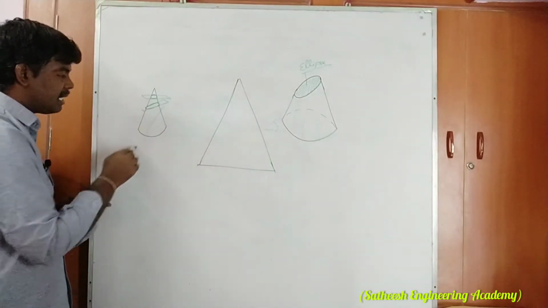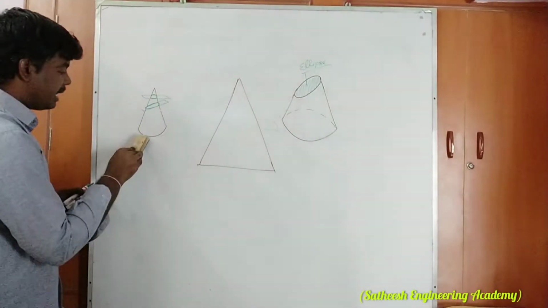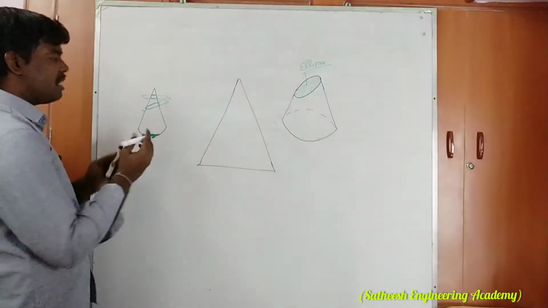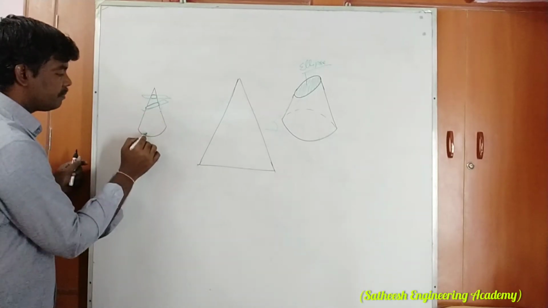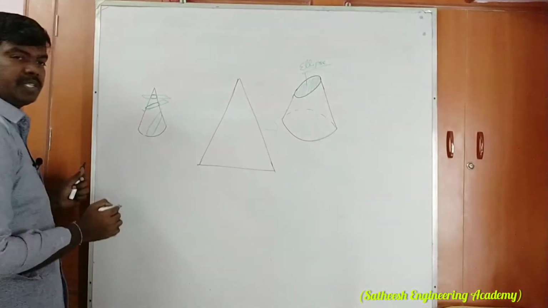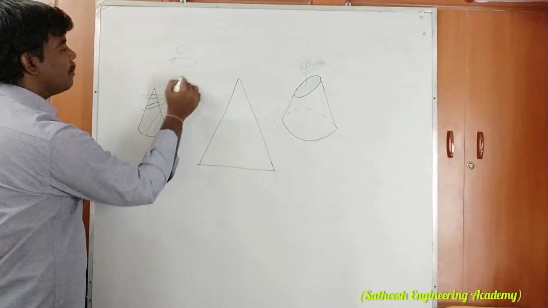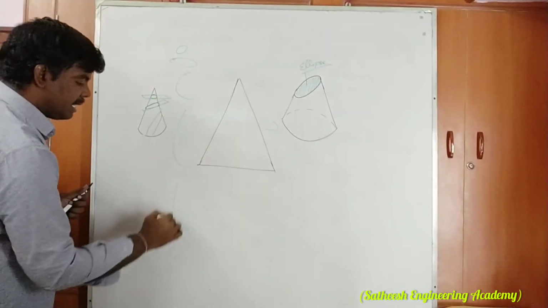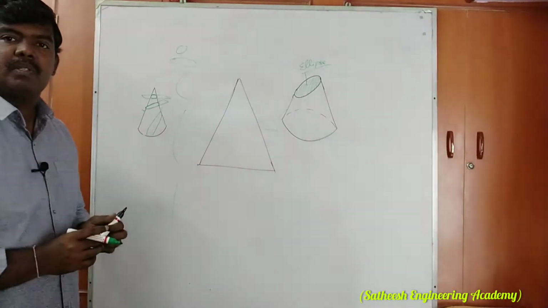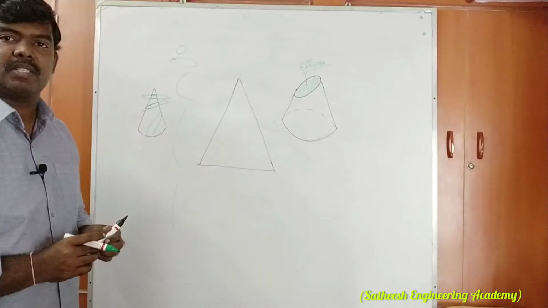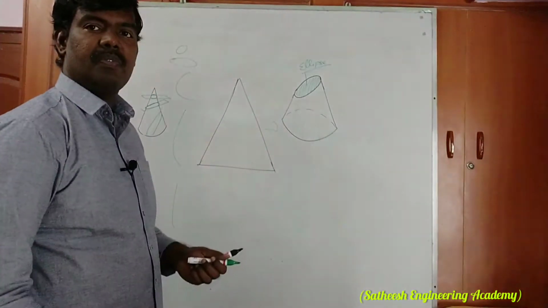Similarly, the cutting plane is inclined, but that cutting plane's inclination is parallel to any one of the generators, for example this generator. Then we get a parabolic cross section. So circle, ellipse, parabola, hyperbola, and rectangular hyperbola are the conic sections. Another name is section of conics. In those conics, the ellipse is the first one.